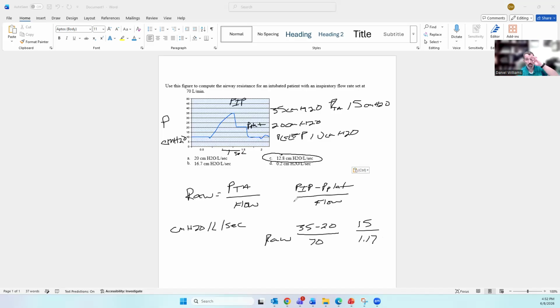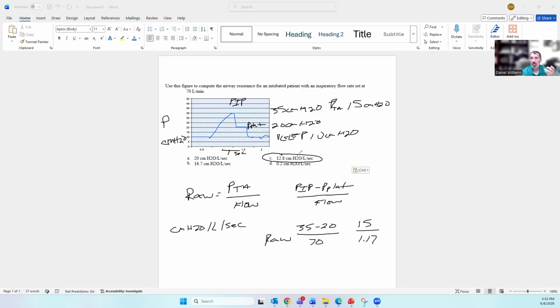If you do not convert that 70, so if you straight up set it up like 35 minus 20 over 70, and you work that out, you're going to get 0.2. And if you have failed to convert that liters per minute to liters per second, you're going to get this question wrong, because the math will work out to 0.2 if you do 15 divided by 70, but that's not correct, because we have to convert it to the appropriate unit of measurement. So you're going to take 70 divided by 60, which is 1.17. 15 divided by 1.17 gives you your correct answer of 12.8 centimeters of water pressure per liter per second.